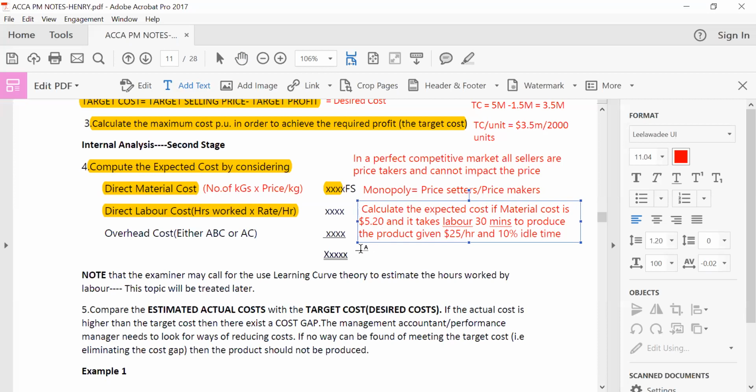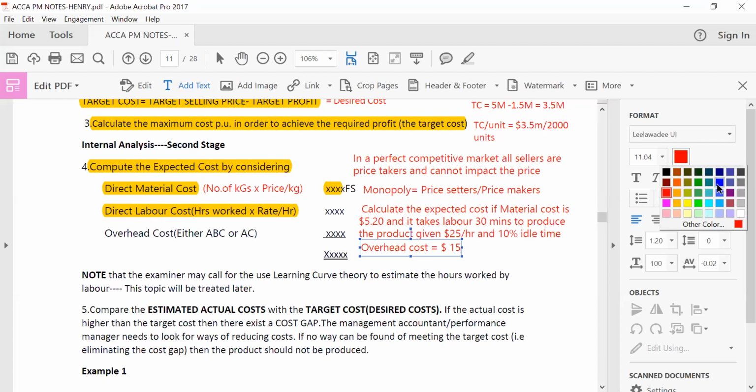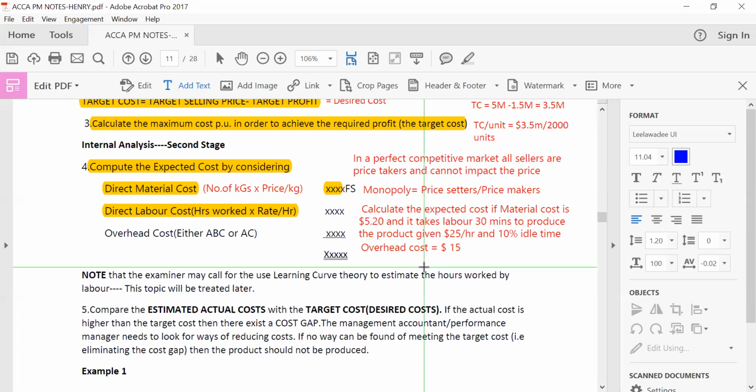Let's say that overhead costs, I want to take you straight to the example. That is why I'm bringing this example. Let's say overhead cost is $15. So how do you calculate the expected cost? Let me use a different color to do that calculation, right?